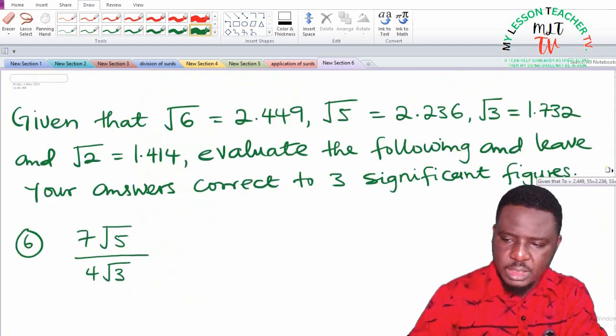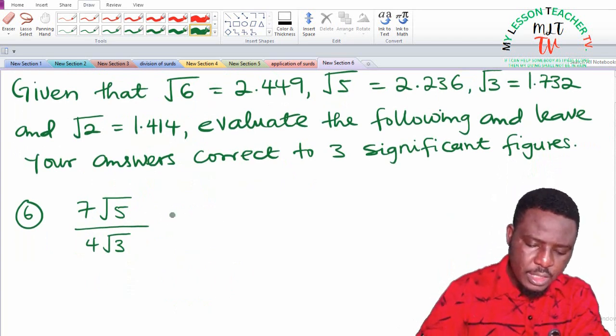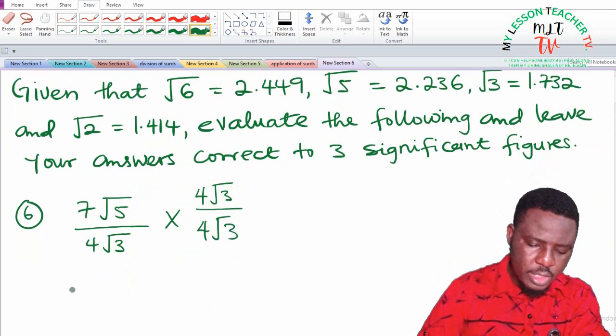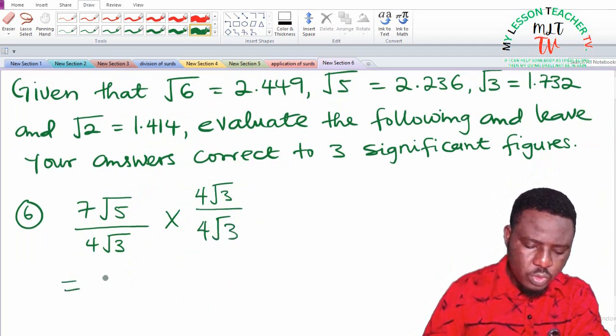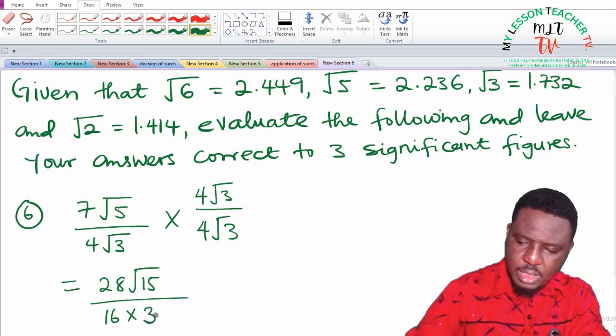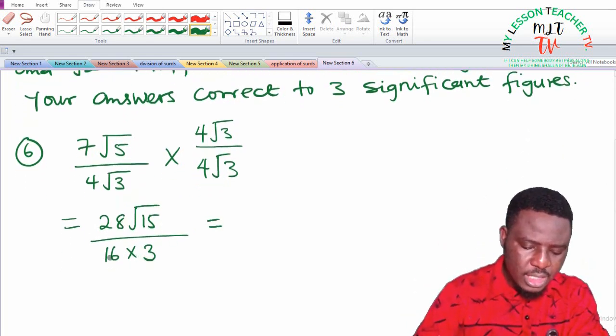Question 6, we have 7 root 5 divided by 4 root 3. When you rationalize, you multiply by 4 root 3 divided by 4 root 3. This is equal to 7 times 4 is 28 root 15 divided by 4 times 4 is 16. 16 times root 3 times root 3 is 3. So this can be simplified. 4 can divide 28 and 16.